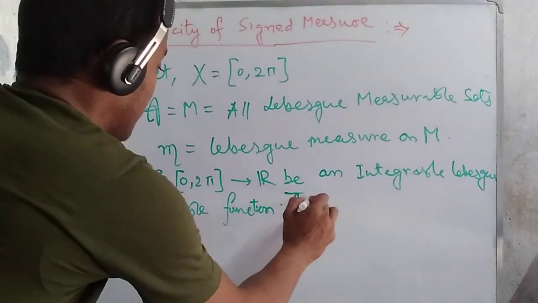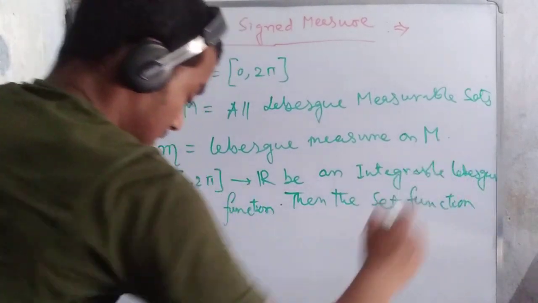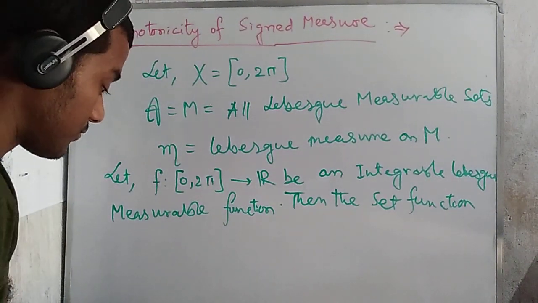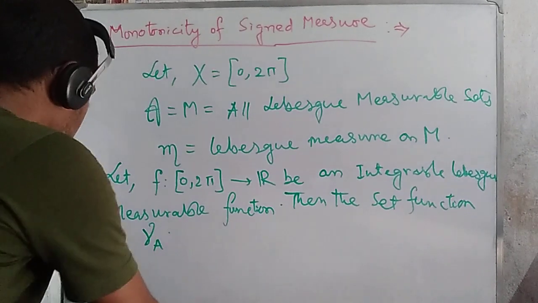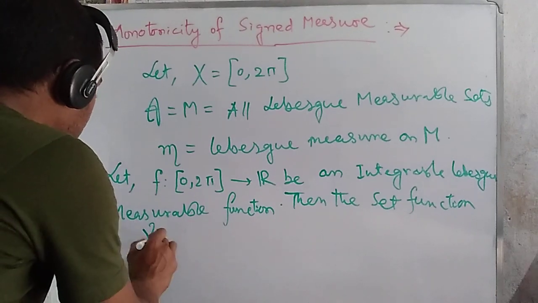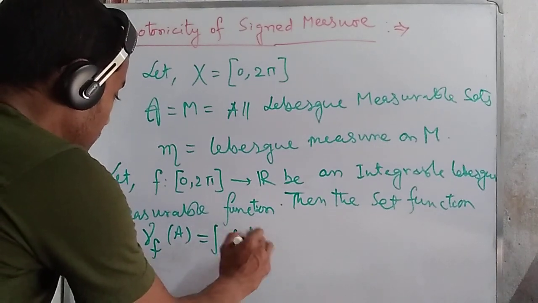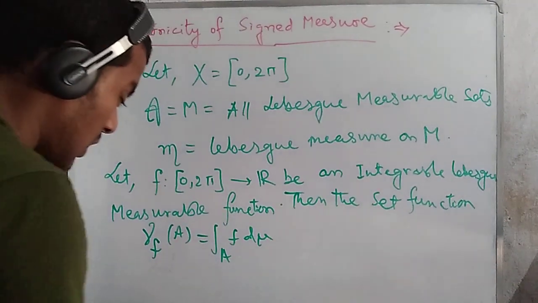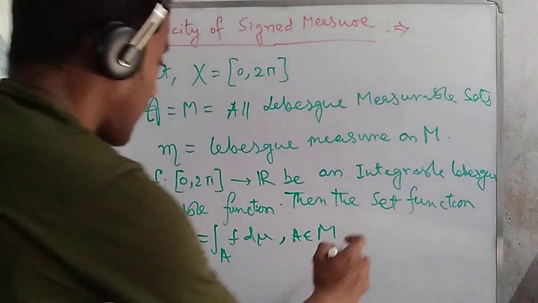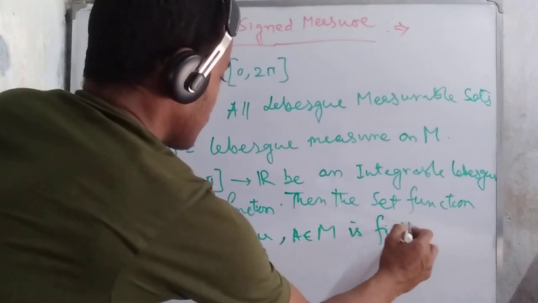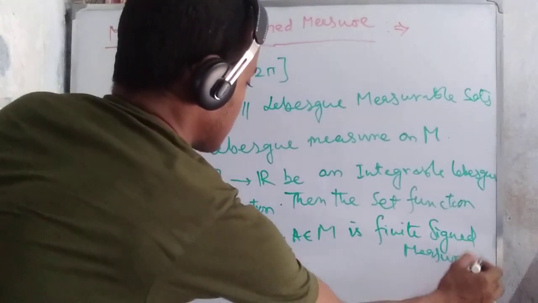Then the set function γ_f(A) equals the integration of f dμ over A, for A belonging to this M. This is a finite signed measure, as also discussed in the previous example.